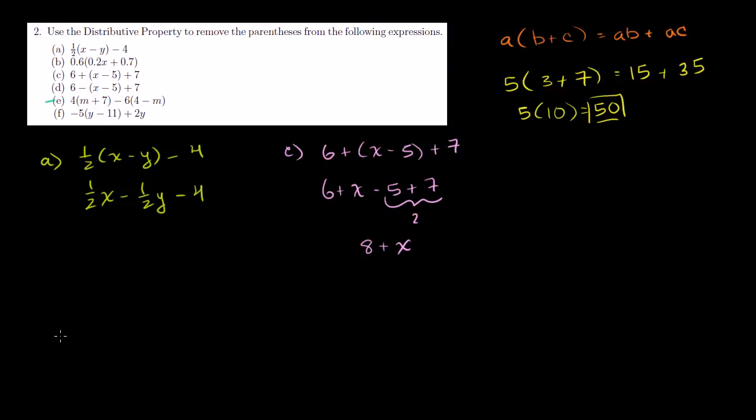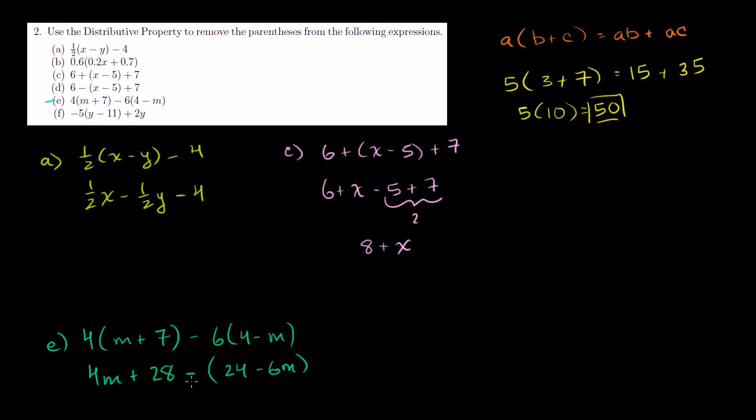Let's do E. E, we have 4 times m plus 7 minus 6 times 4 minus m. Let's do the distributive property. 4 times m is 4m, plus 4 times 7 is 28. And then we could do it two ways. Let's do it this way first. So we could have minus 6 times 4 is 24. 6 times negative m is minus 6m. And notice, I could have just said times negative 6 and have a plus here, but I'm doing it in two steps. I'm doing the 6 first, and then I'll do the negative 1.